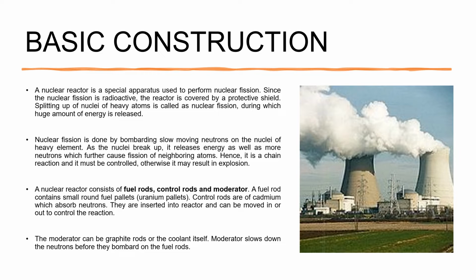A nuclear reactor consists of fuel rods, control rods, and moderator. A fuel rod contains small round fuel pellets, uranium pellets. Control rods are made of cadmium, which absorbs neutrons. They are inserted into the reactor and can be moved in or out to control the reaction. And the moderator can be graphite rods, or the coolant itself. The moderator slows down the neutrons before they bombard the fuel rods.